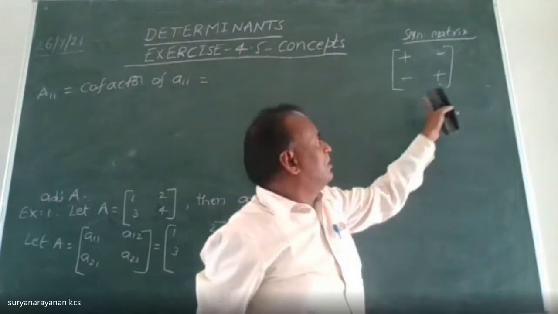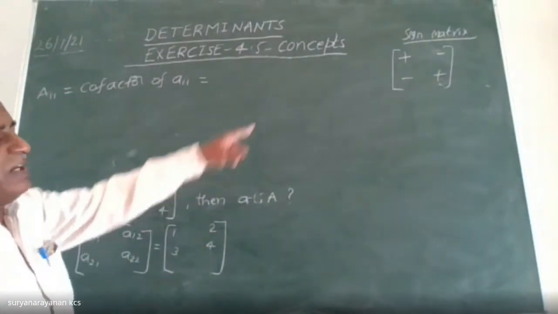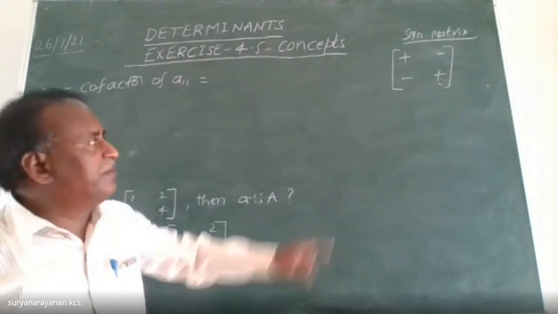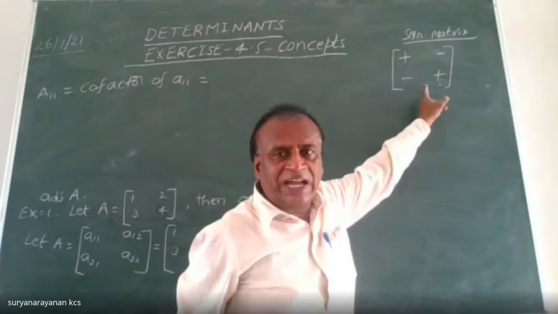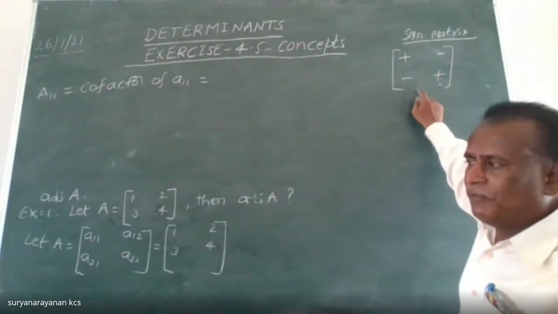Diagonal plus plus here, minus minus. Just remember this point. So that is a sign matrix. When you are finding cofactors of an element, immediately you should write the sign matrix in the rough work.